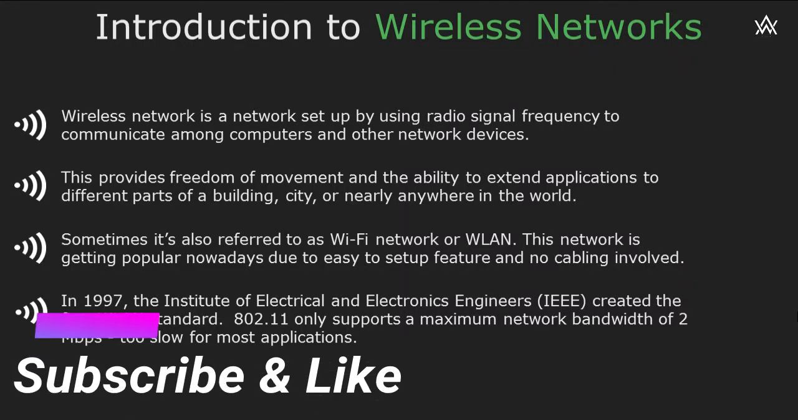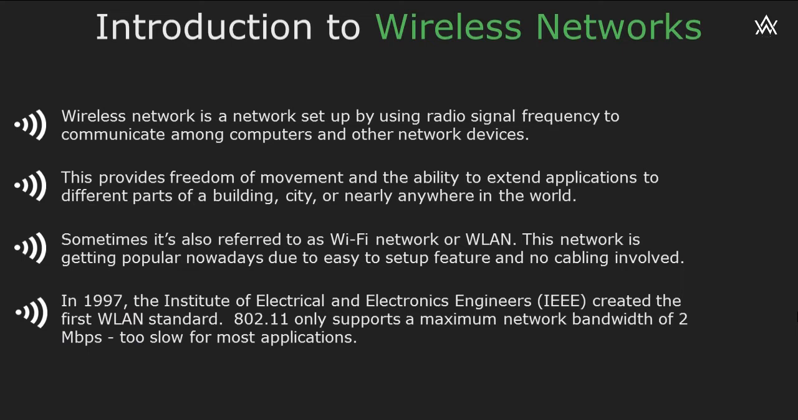Basic understanding of wireless networks. So, what is a wireless network? It's the network set up by using radio signal frequency to communicate with other computers, just like cell phones and radios. Wireless networks make life incredibly easy and give us such great mobility. It's also referred to as a Wi-Fi network or WLAN. In 1997, the Institute of Electrical and Electronics Engineers created the first WLAN standard, which is a set of technologies for wireless communication.